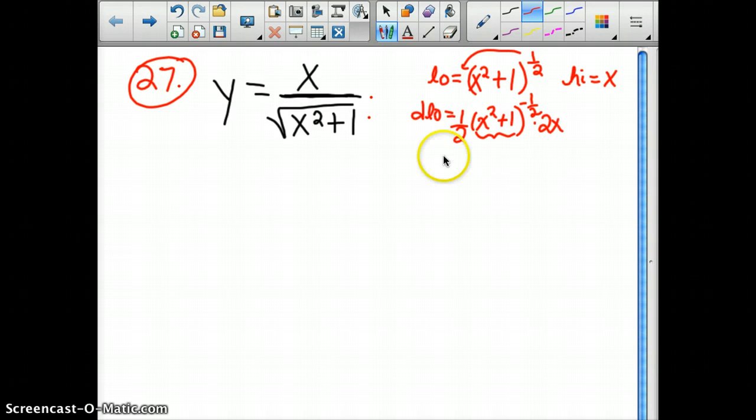I'm now going to clean that up so it's a little more user-friendly. So these are going to cancel. I'm going to get x times x squared plus 1 to the negative 1/2 power.